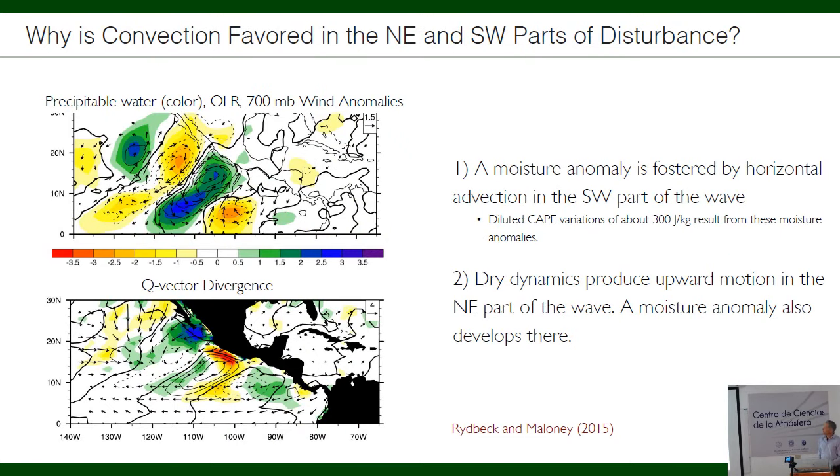So why is convection favored in the northeast and southwest parts of the wave? I'm not going to go through this in detail. It's very complicated. It's a combination of dry dynamics and also advection of moisture that tends to support convection in two different parts of the wave. If you're interested in reading about why you have that split structure, please look at this paper, written in more detail with one of my graduate students. Okay, thank you.